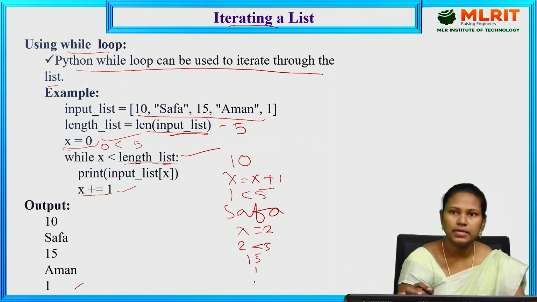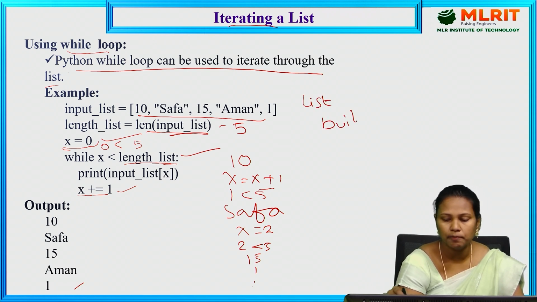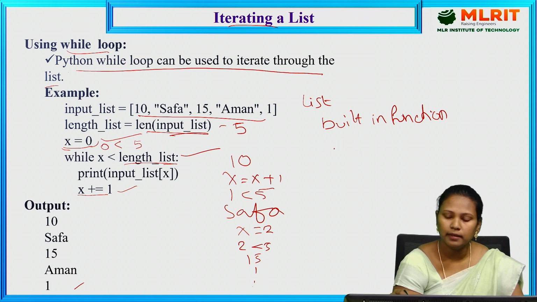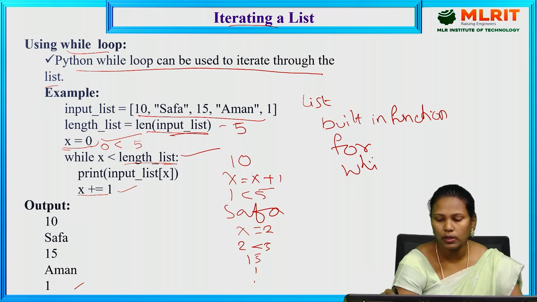So in today's session we completed what a list is, what the built-in functions of a list are, and how we iterate the list with the help of the for loop and while loop. We discussed all these things.